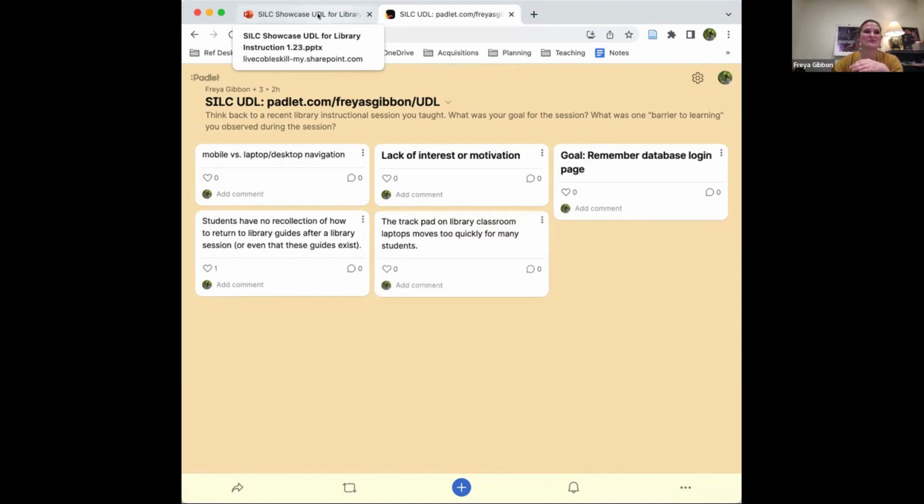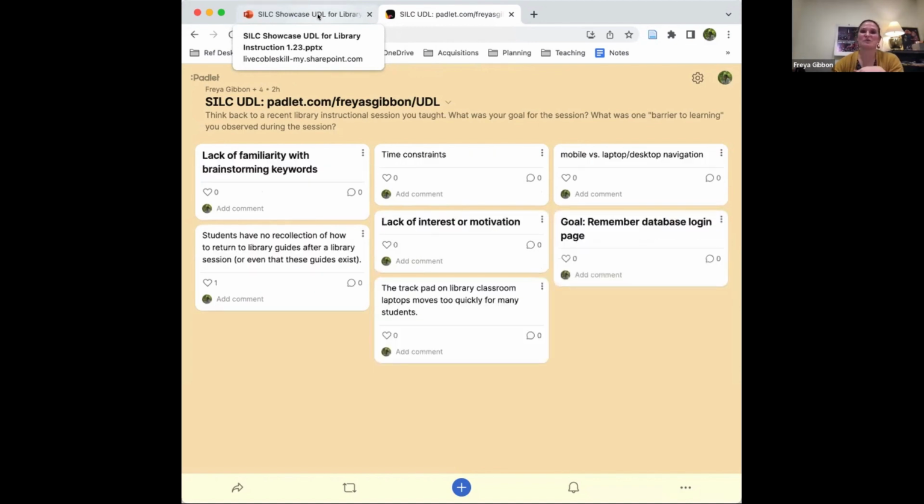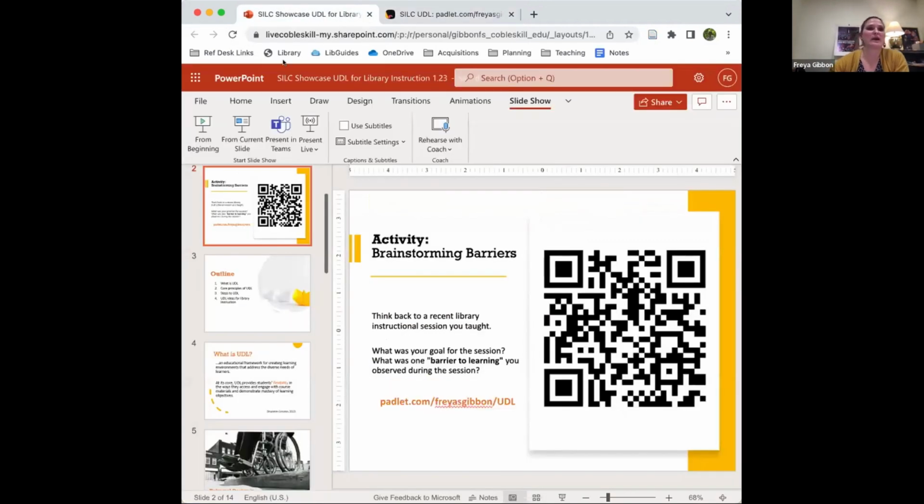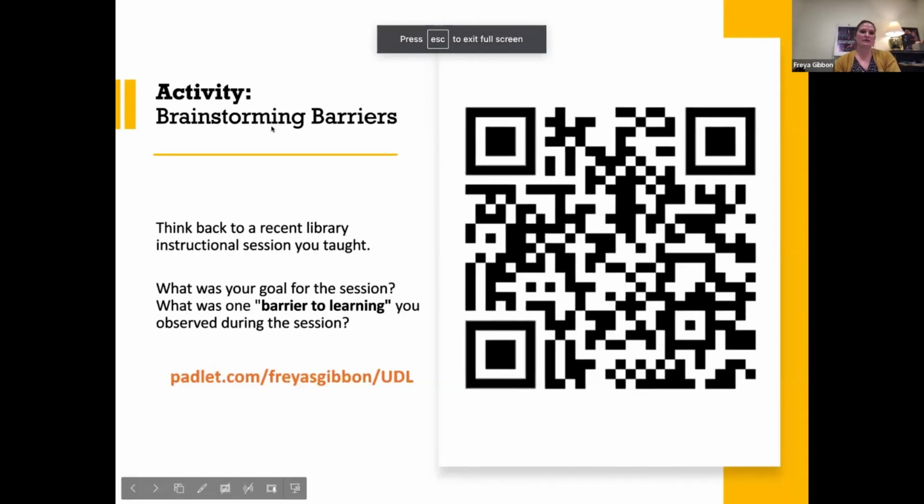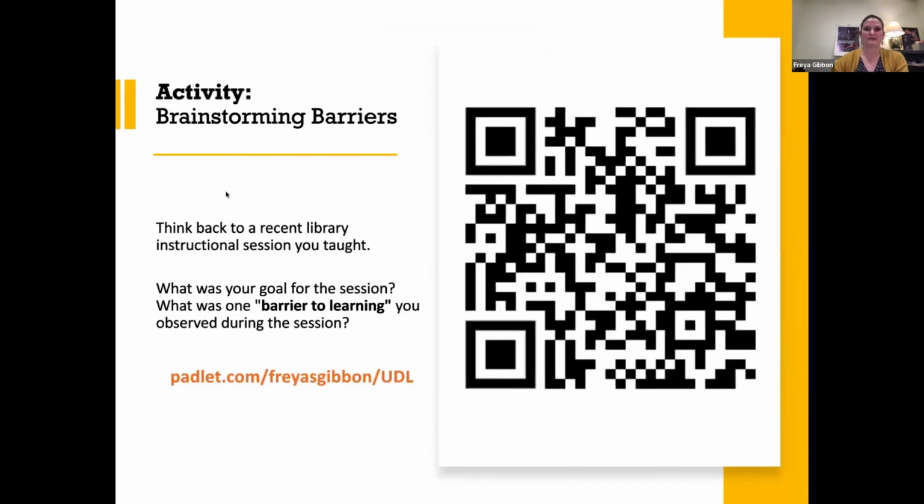I see some other people's ideas are already popping up in there. Differences between mobile and desktop navigation, students not having familiarity with just the idea of keywords. That's one that I see a lot. Login pages, excellent. So let me go back and present this again. That is in the chat if you missed it.